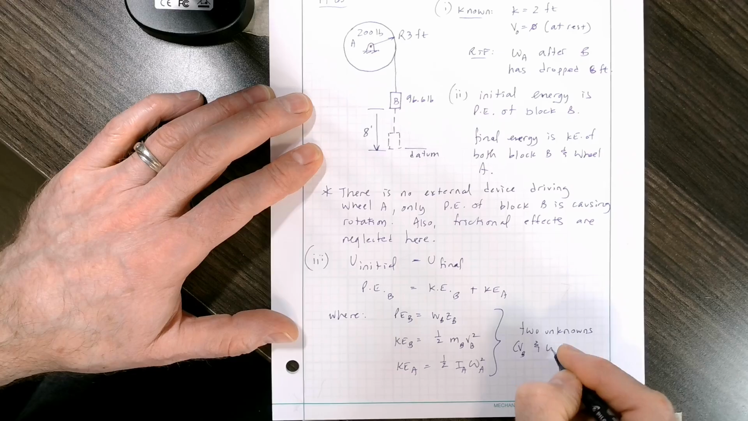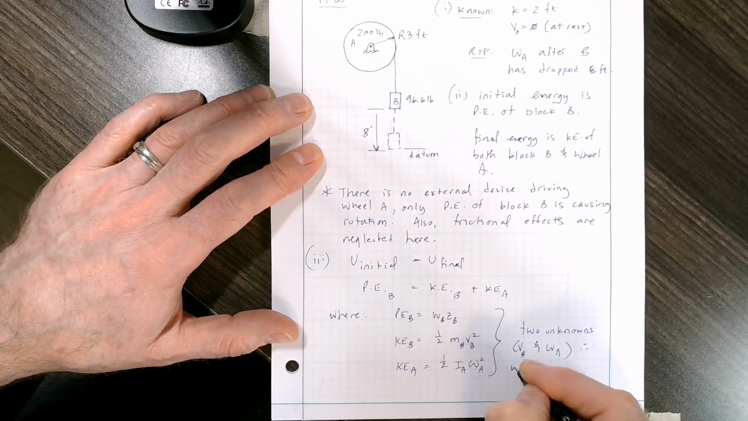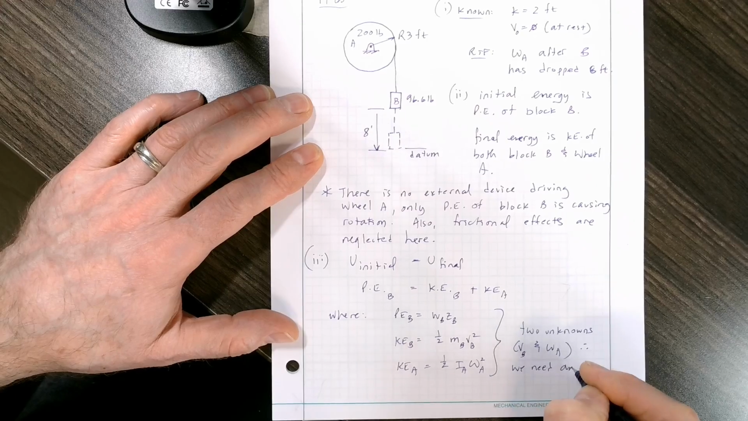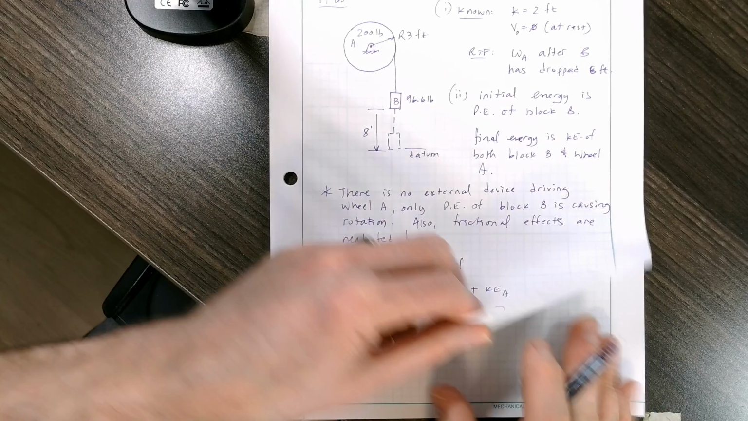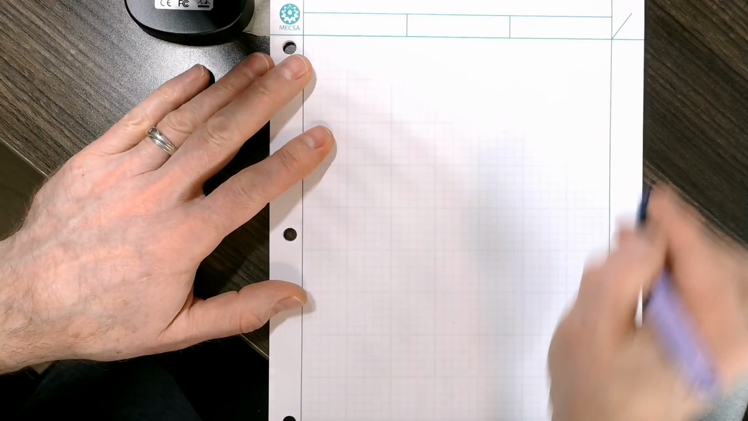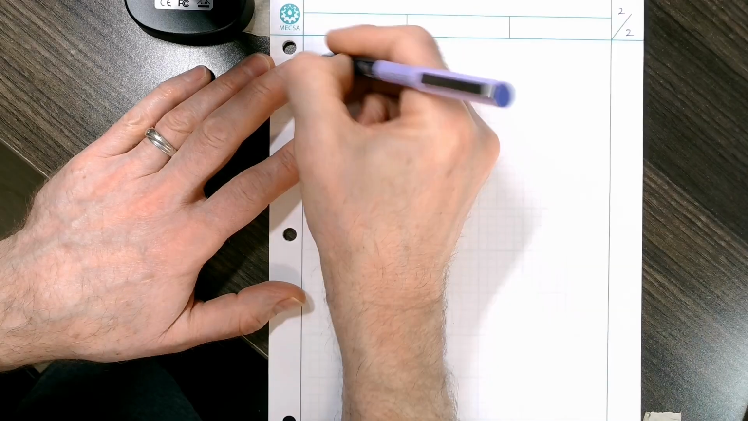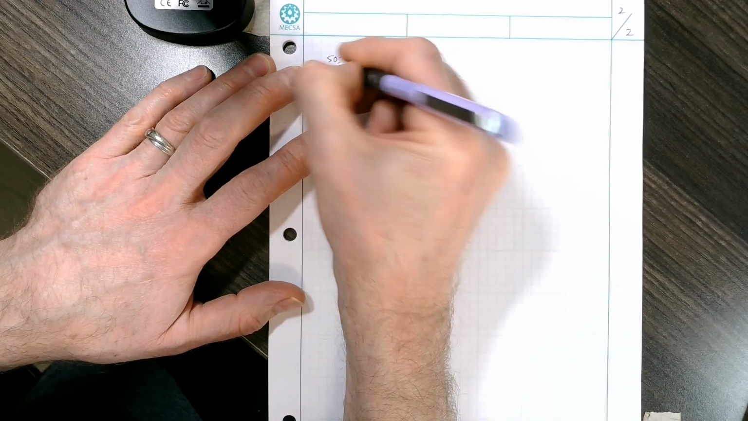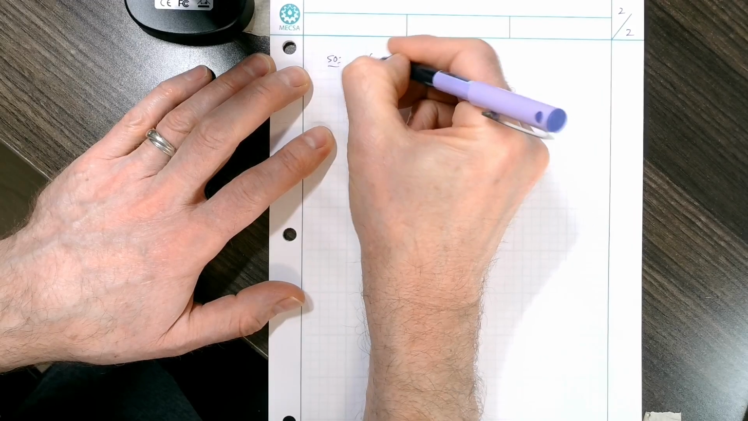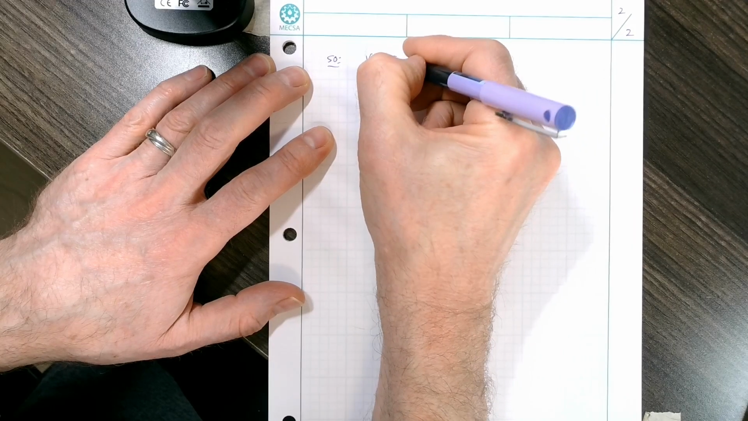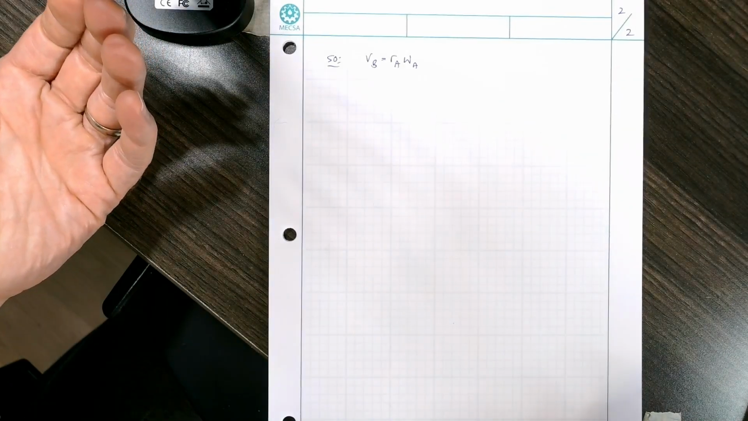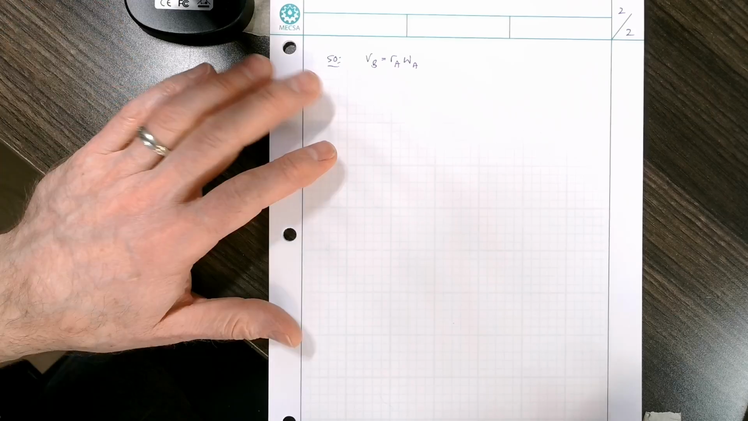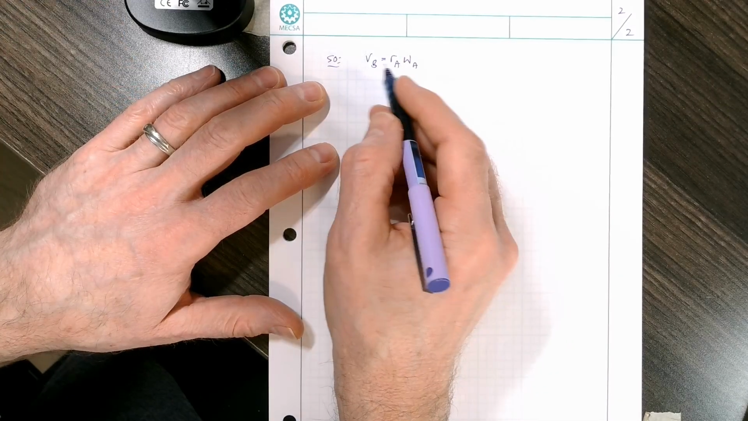VB and omega A. Therefore, we need another equation, and you know which one that's going to be, I hope. Here's the other equation. The tangential velocity of B is the radius of A times omega A. Now we want omega A, so let's solve VB in terms of omega A. There it is. That'll allow me to substitute that in.